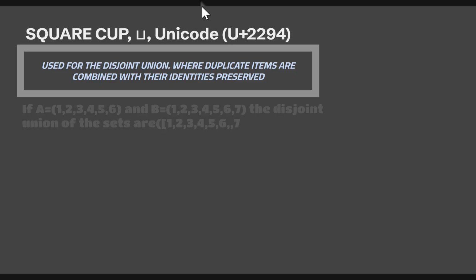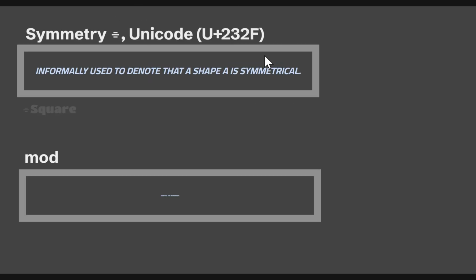Square kappa is used for the disjoint union, where duplicate items are combined with their identities preserved. For example, the example shows that the two sets combined have to keep their own identities. Symmetry is not standard, but it is sometimes informally used to denote that the shape is symmetrical. In Unicode, it is listed as a technical symbol, not in math necessarily.